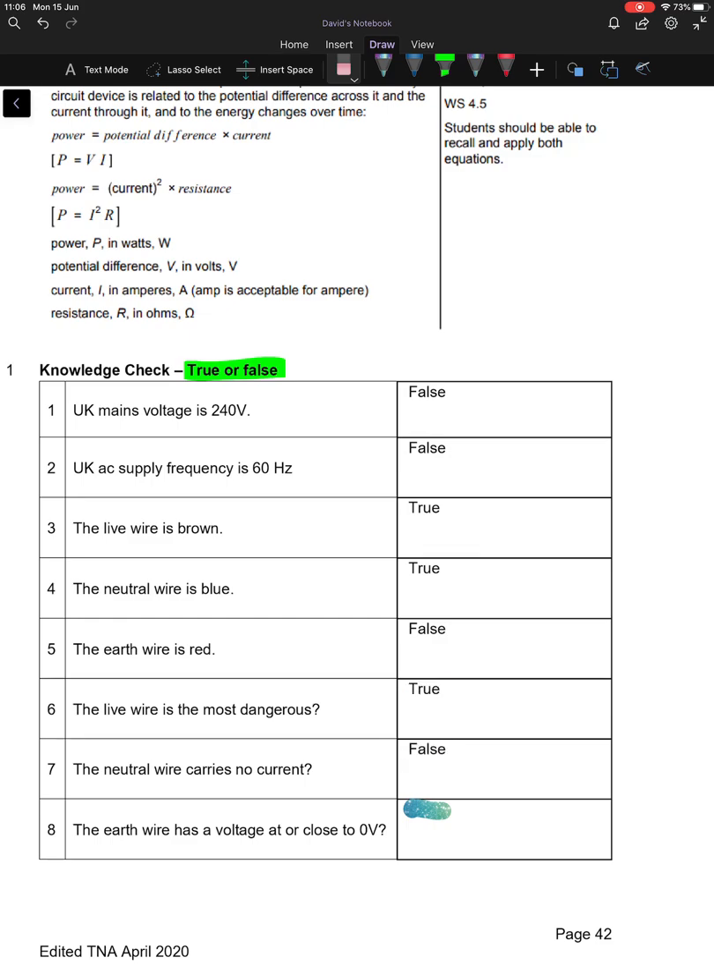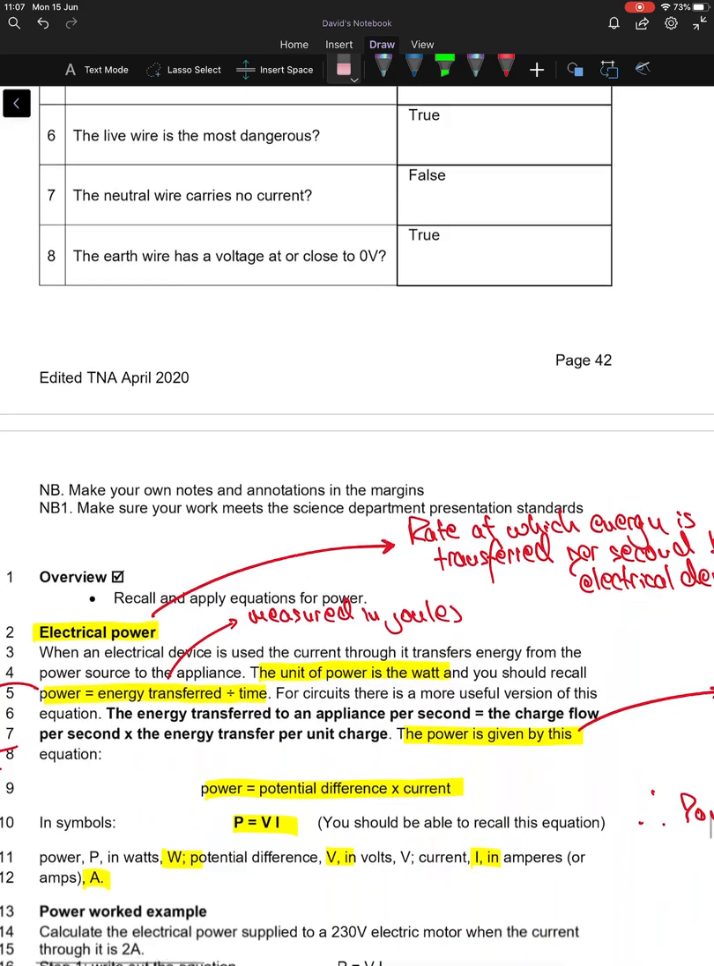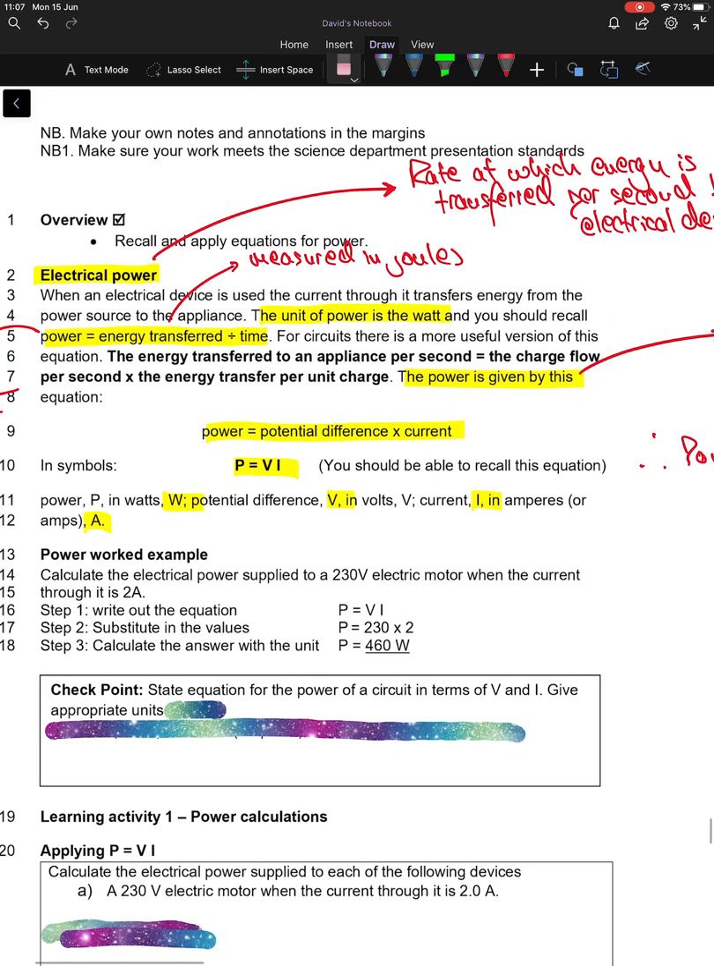The live wire is most dangerous. True. The neutral wire carries no current. False, it's not quite, it's like a zero voltage, but it can still carry current. And the earth wire has a voltage at or close to 0 volts. True. Good. Right, let's move on.